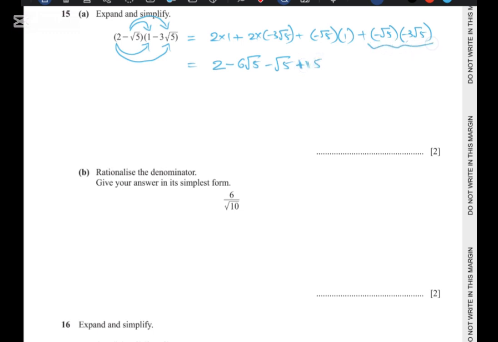the product of this. Now here the numbers with surds are to be taken as like terms as we take in algebra, and the constants without surds are taken separately. So 2 plus 15 is 17, and minus 6 root 5 and minus root 5 is minus 7 root 5. So it is 17 minus 7 root 5 is the answer. This is the expansion and simplification of the given multiplication of surds.